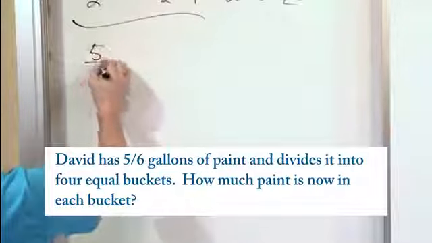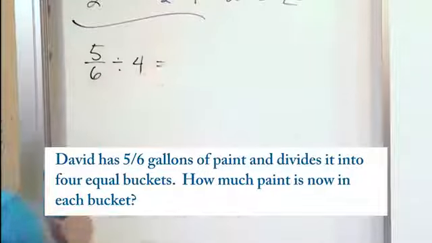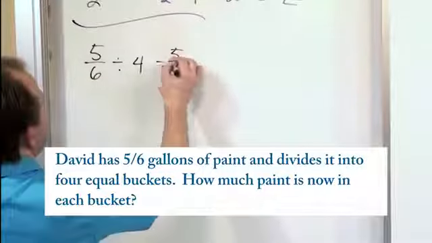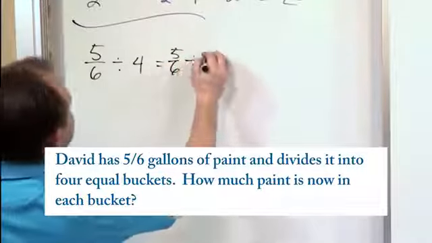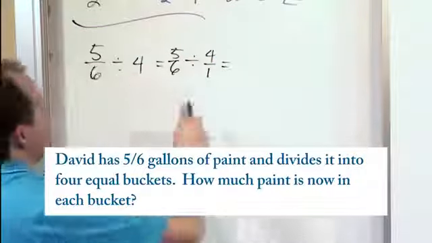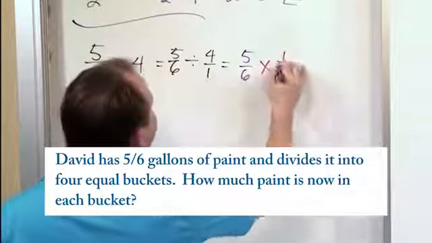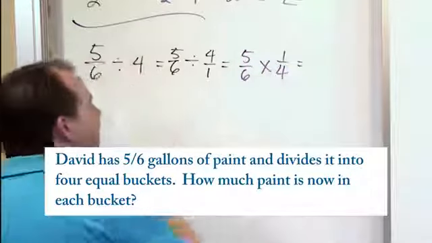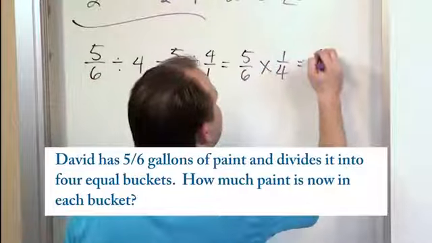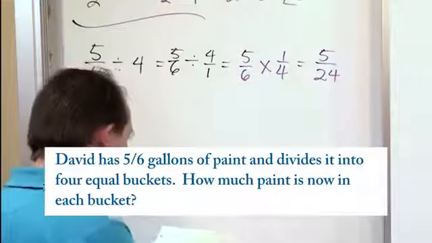Well, you start with 5/6 gallon and you divide by 4 because you're putting it into 4 equal parts. So 5/6, this 4 becomes 4/1. And as we've always been doing before, now we change to multiplication. 5/6, and we flip this over to 1/4. And now we can finally multiply. 5 times 1 is 5. 6 times 4 is 24. And the answer is 5/24.